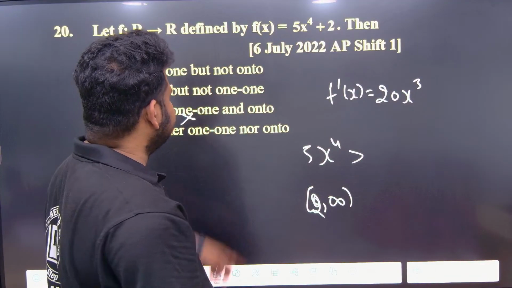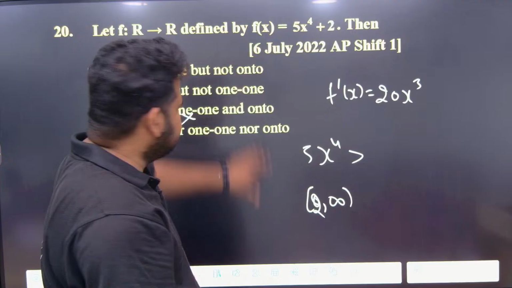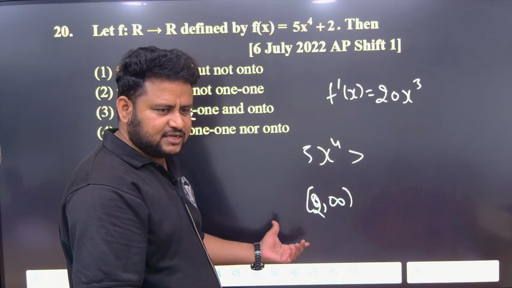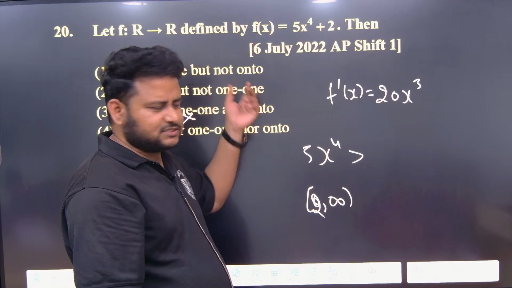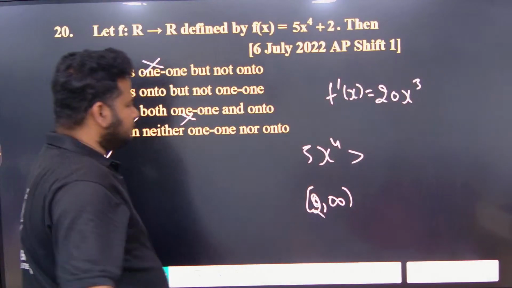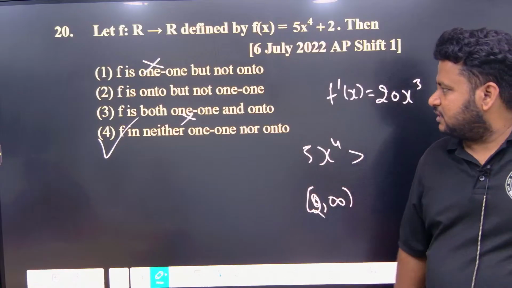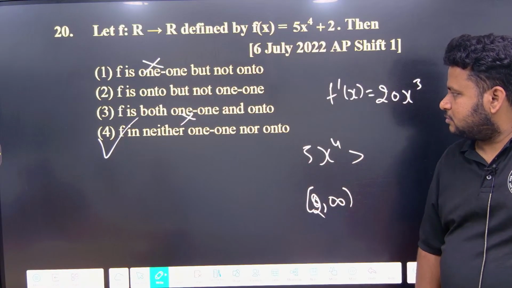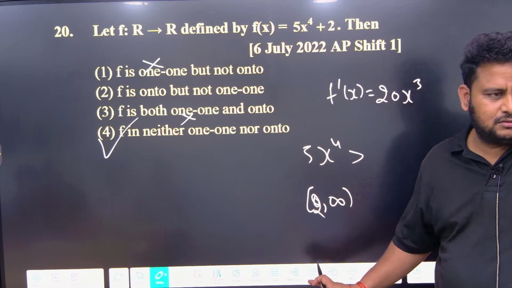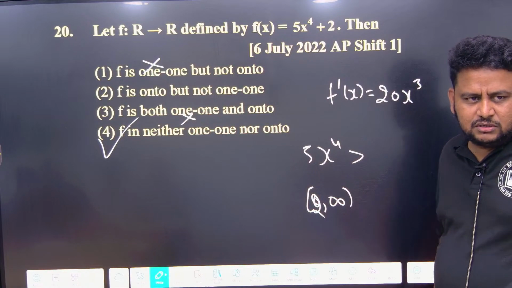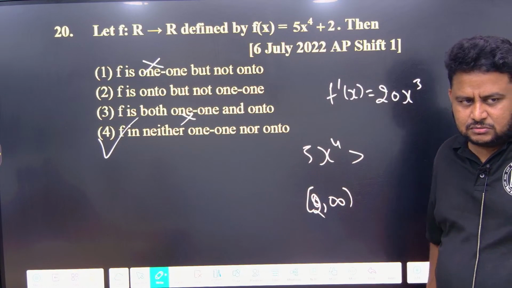2 comma infinity, is it matching the codomain? No, the codomain is the set of all real numbers. Of course it is part of it, but it is not completely matching. So this is neither 1-1 nor onto. Okay, neither 1-1 nor onto. Clear? Clear with this? Understood? Liharika, Srinidhi, focusing, understood?